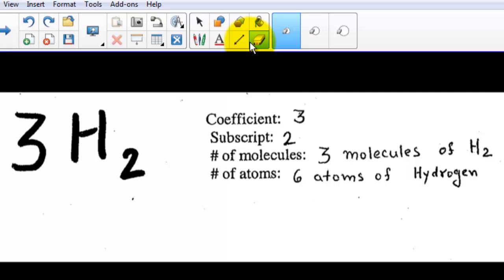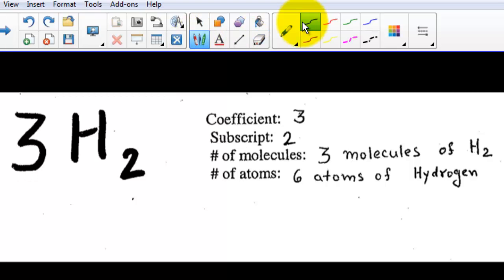So how did I get that 6? I multiplied our coefficient times our subscript. So 3 times 2 gave us our 6 atoms of hydrogen.